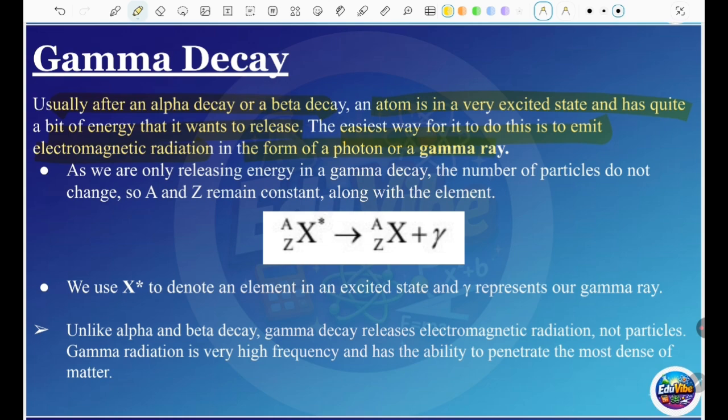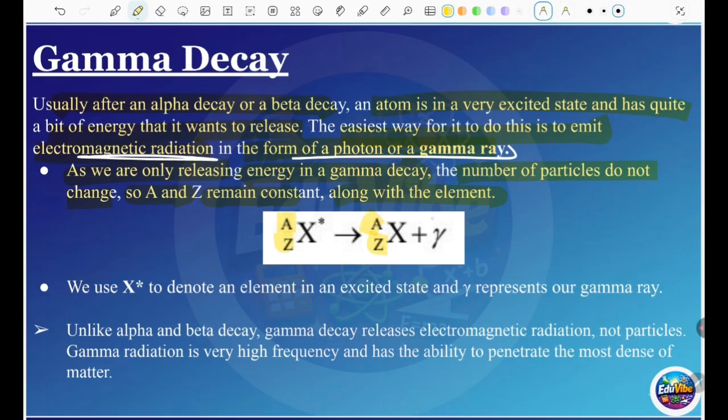So the easiest path is to release electromagnetic radiation. That is done by the emission of a photon, the gamma ray. As we only release energy in gamma decay, the number of particles does not change. So A and Z remain constant, along with the element. There is only energy transfer, only energy releasing, so there is no change in A or Z.